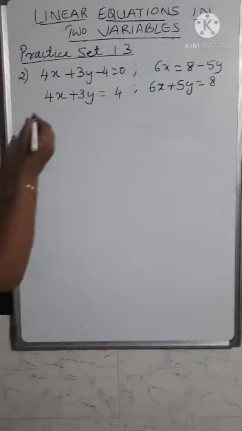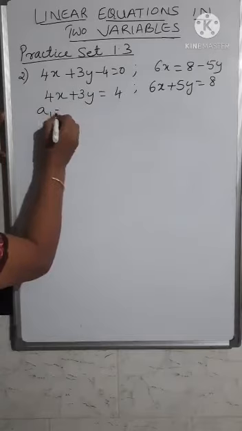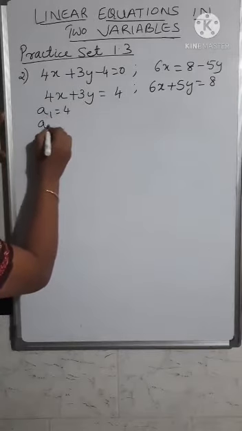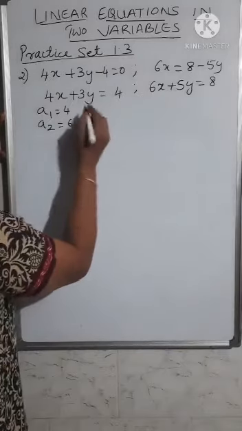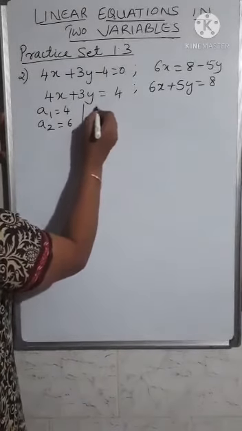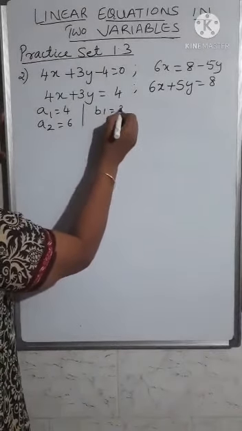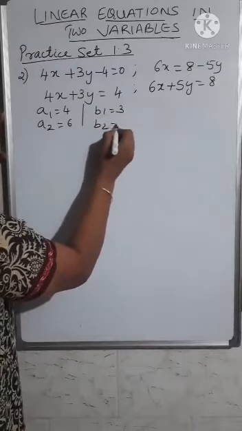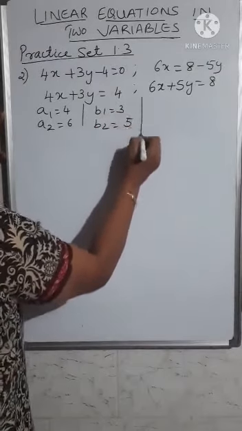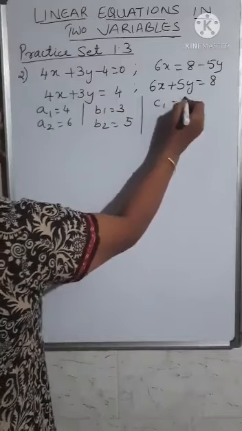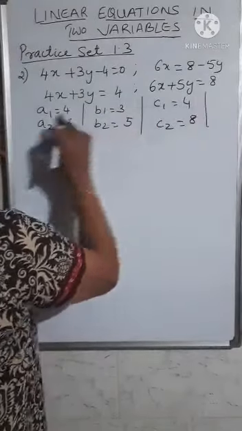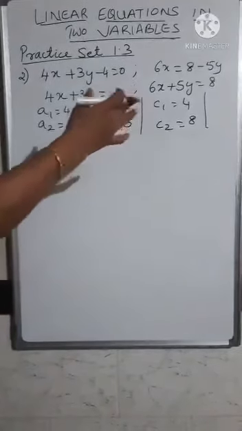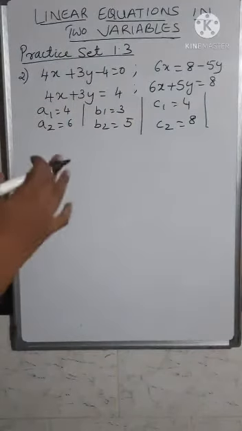Now here the value of a1 is equal to 4, the value of a2 is equal to 6. This is a1, this is a2. Then b1 is equal to 3 and b2 is equal to 5. Now next write c1 equal to 4 and c2 equal to 8. So like this write a1, b1, c1, a2, b2, c2.